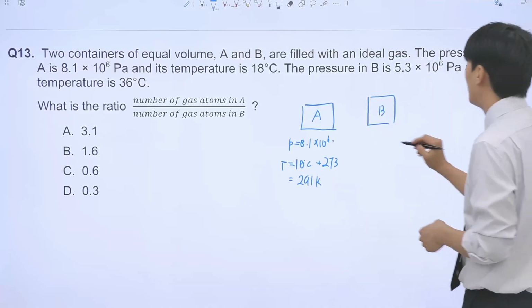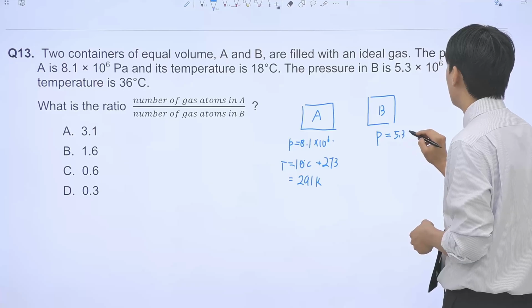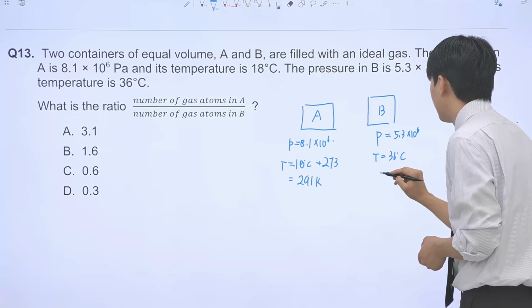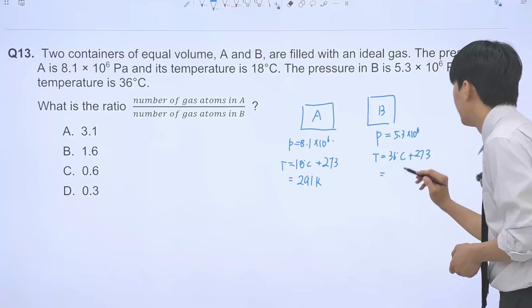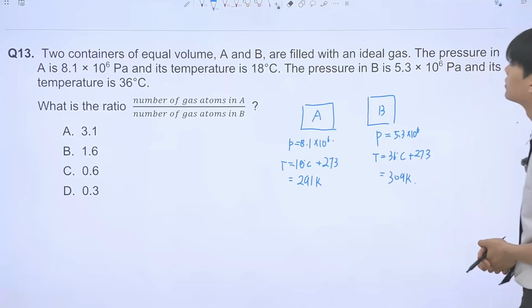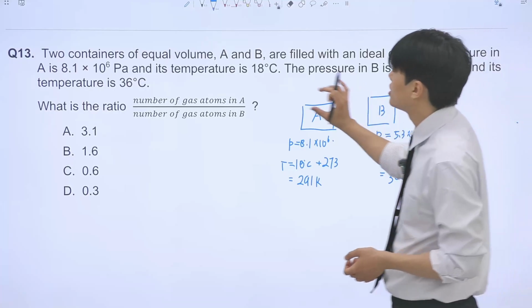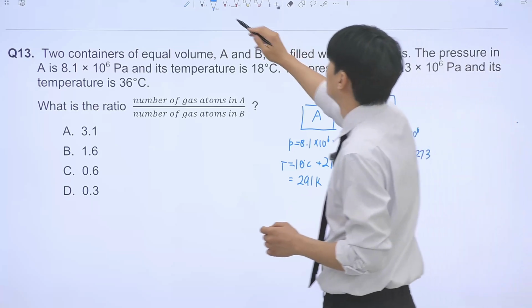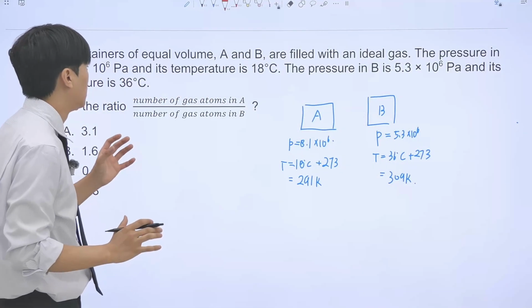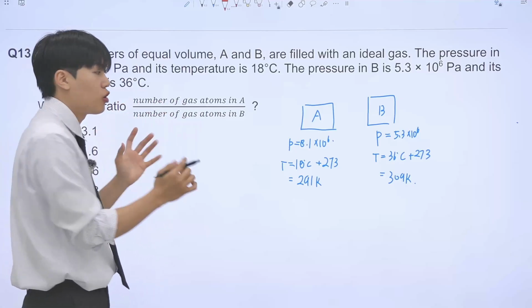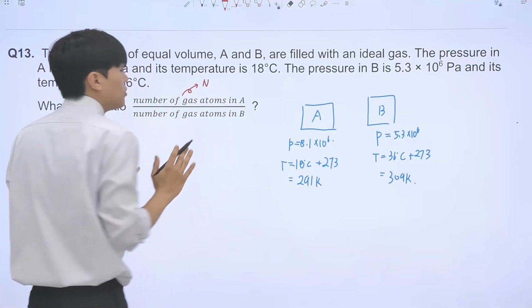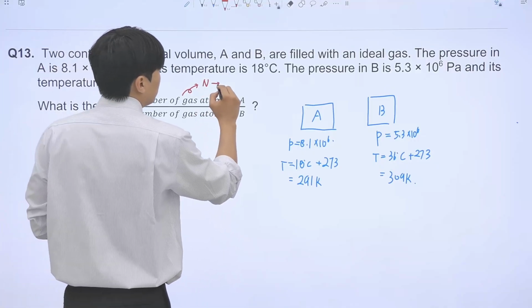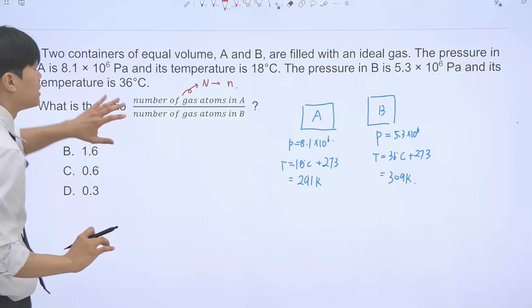And then for B, the pressure in B is 5.3 times 10 to the 6, and its temperature is 36 degrees. So that is actually plus 273, and that is 309 Kelvin. So for the two of them, they ask, what's the ratio of the number of gas atoms in A to the number of gas atoms in B? Right. So to solve that one, initially they talk about the number of atoms, right? But because they are looking for the ratio, it does not matter if we change it into moles, okay? It does not matter because it's the ratio, okay?